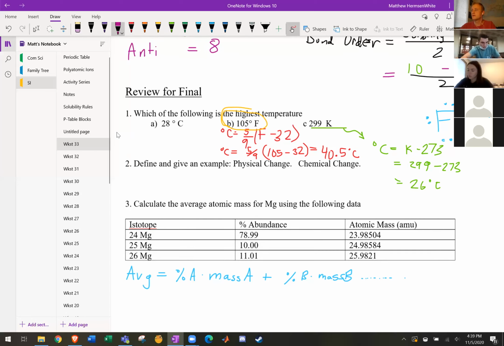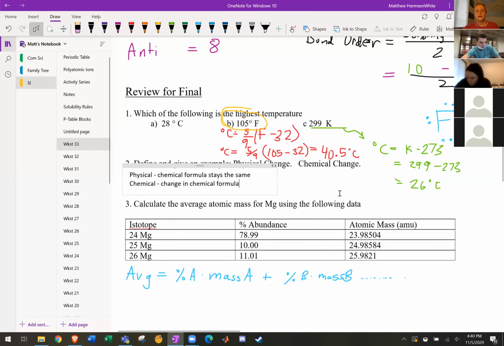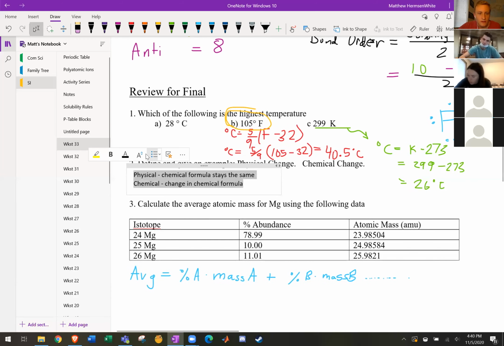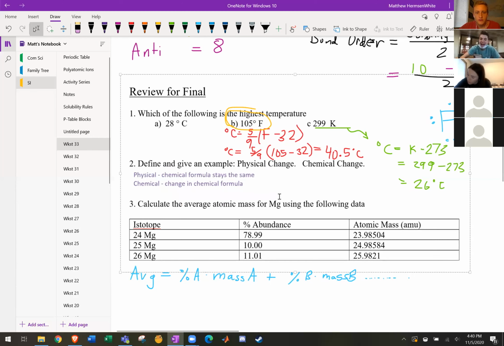Define and give an example of a physical and chemical change. So a physical change means the chemical formula stays the same throughout the process. So for example, if you have H2O at the beginning, it's still H2O at the end. And then a chemical change is going to be a change in the chemical formula. So if you had H2O and it changed into hydrogen and oxygen separate, that's a chemical change because it's a different chemical formula, it's a different species. So what are some examples of a physical and chemical change?